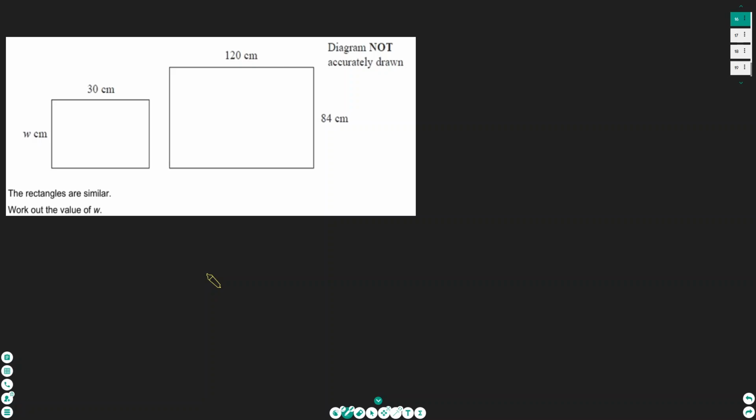In the exercise I have in front of me, I have two rectangles that are similar. Because they are similar, they have a scale factor. To find the scale factor, we divide two corresponding sides. So dividing 120 by 30, we can easily find the scale factor. So this is 4, which means that the bigger rectangle is 4 times bigger than the smaller rectangle.